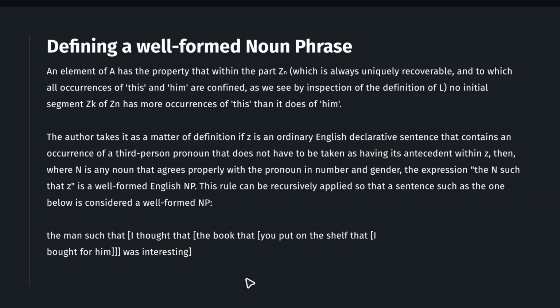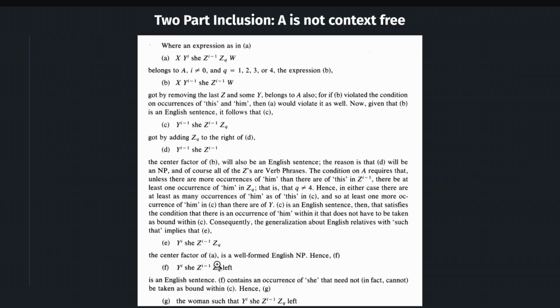And here we have an example of where we are applying this rule recursively. So you can apply this once, the man such that I thought that something something, and you can apply this like n times. Here we have applied it 4 times. The man such that I thought that the book that you put on the shelf that I bought for him was interesting. Because of the parentheses, it looks a little weird, but otherwise it reads as a somewhat long and tedious but still grammatically correct sentence.